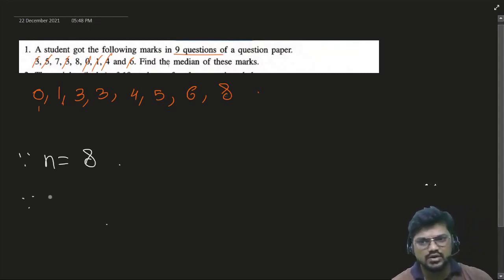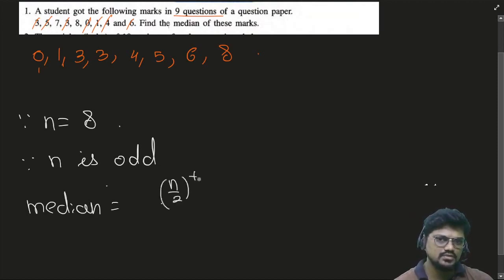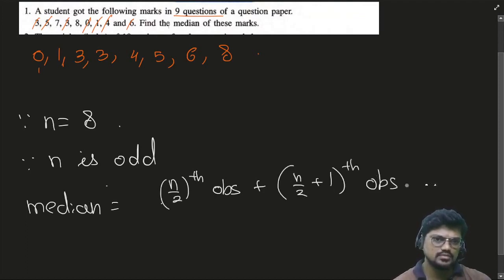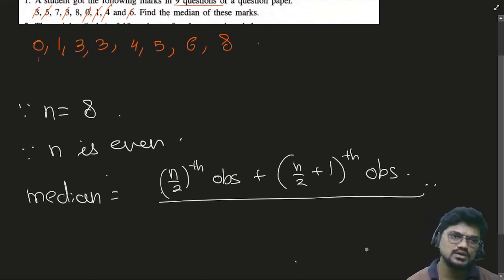Since n is even, your median will be the n by 2th observation plus the n by 2 plus 1th observation, divided by 2. Sorry, this formula is for even n only.